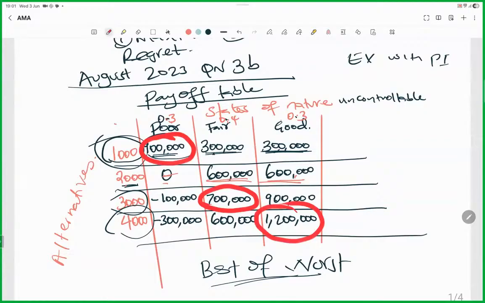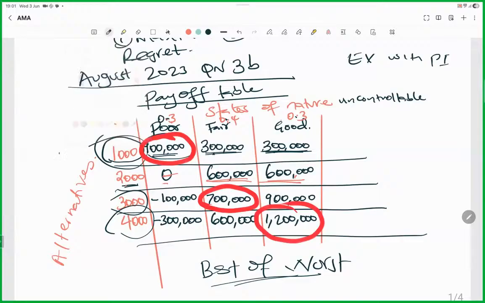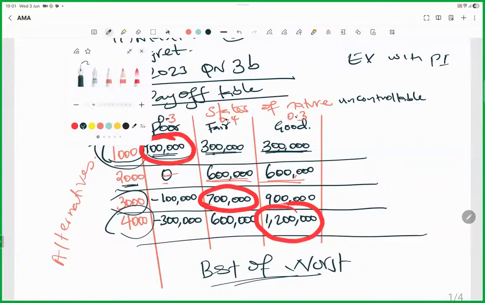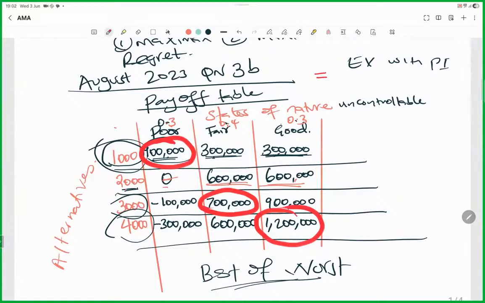Now, please listen. Anytime you hear the examiner talking about expected value of perfect information, this is what I want you always to be remembering. You go to each column, selecting the best. And then now you average. How do you average? We have probabilities, so times probability. In this case, our EV with the PI will be the circled numbers.